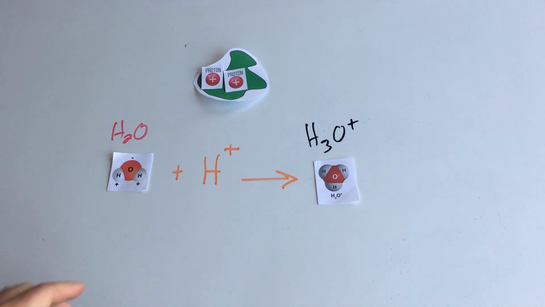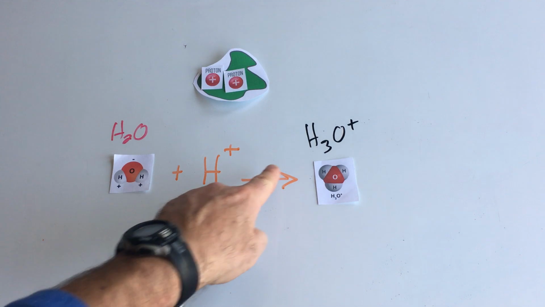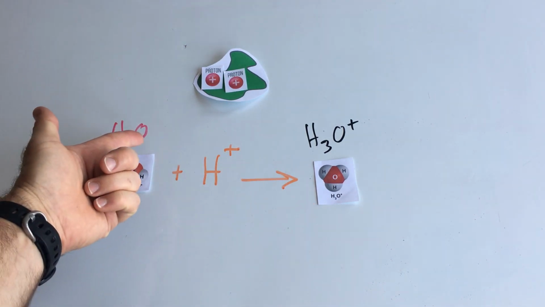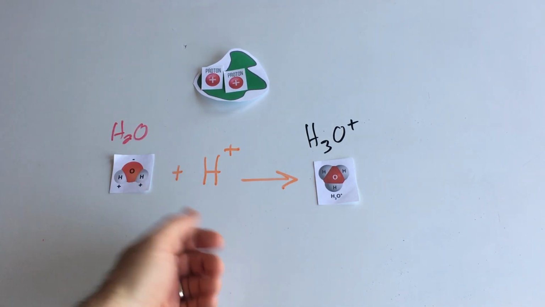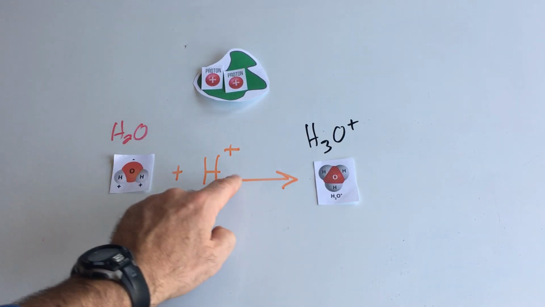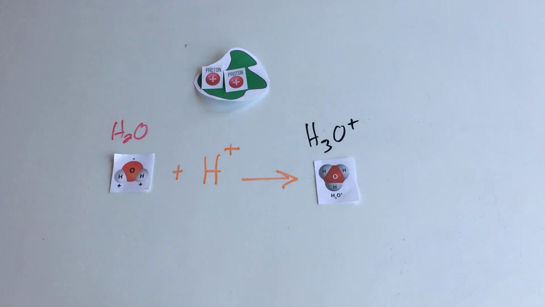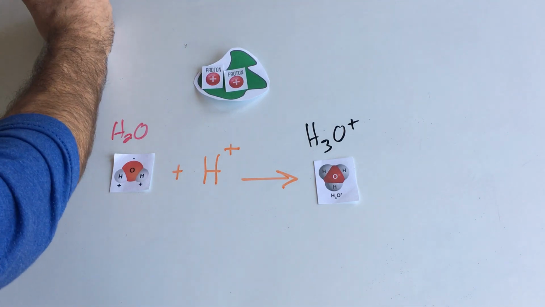Okay, so let's just check the math really quickly. 2 H's plus 1 H gives you H3. That looks good. 1 oxygen plus no oxygens gives you the 1 oxygen. And no charge plus a positive charge gives you a positive charge. Okay, that looks good. And I said, you know what? We are going to call that an acidic hydrogen.